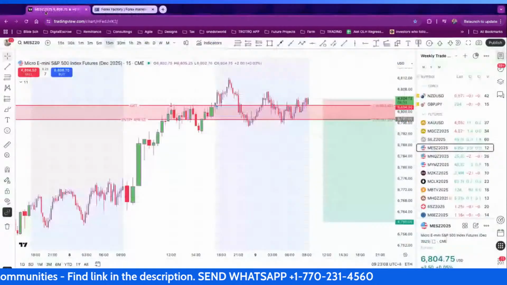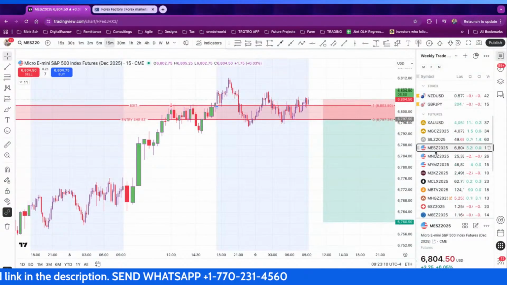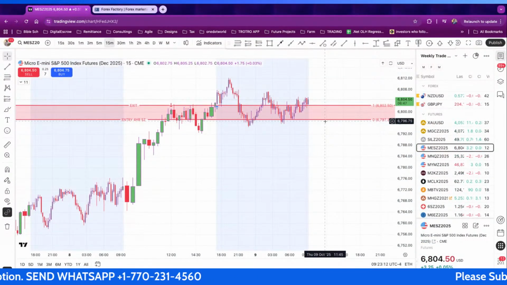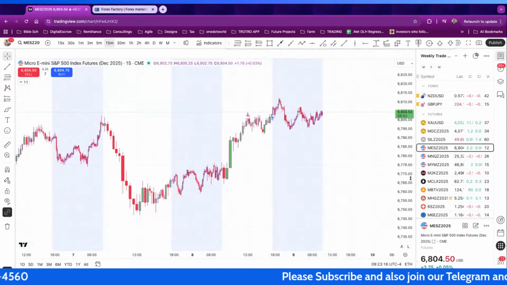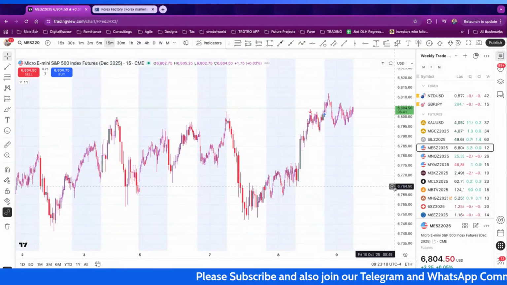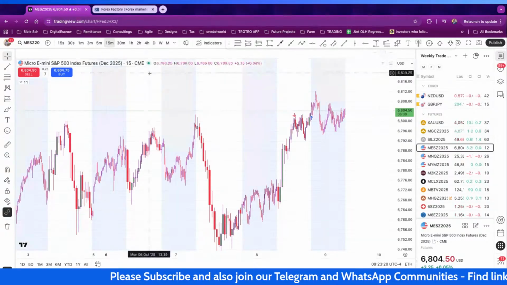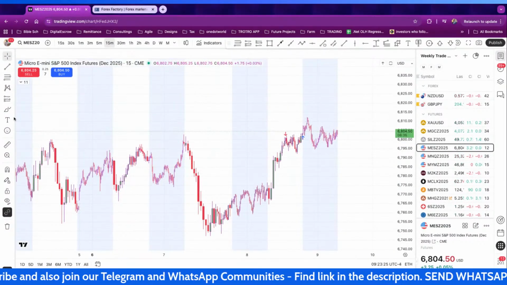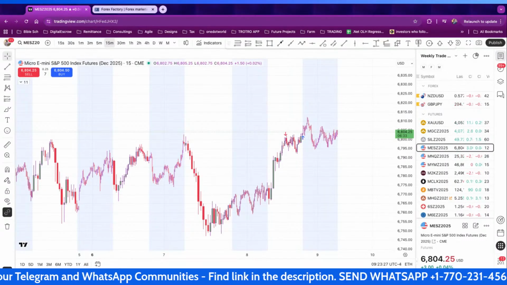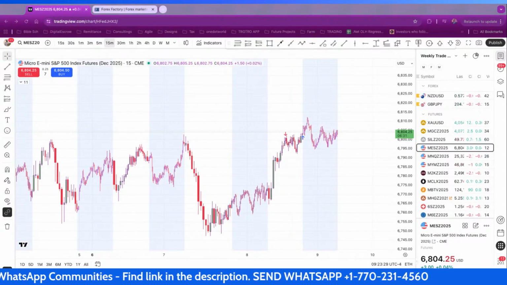All right, so let's come to the chart quick. Let's start with the MES quick. A lot of things have happened overnight. For me, when the market's about opening, I'd love to take a look at it from the 15 minutes time frame, right? So let's take a look at the market, 15 minutes time frame for the MES.